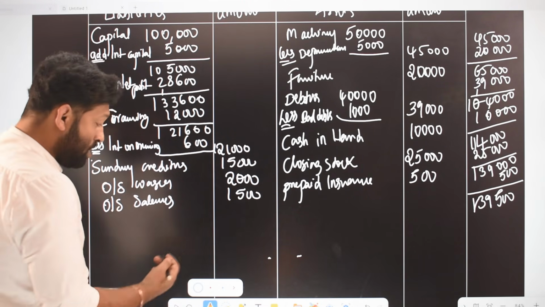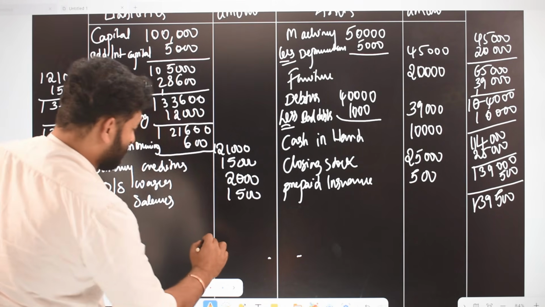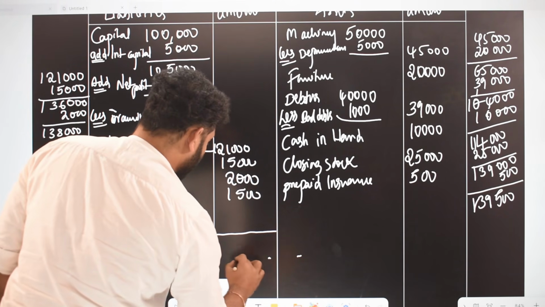Now post the amount and close the balance sheet. So 1,39,500 on both sides. Your balance sheet is agreed.